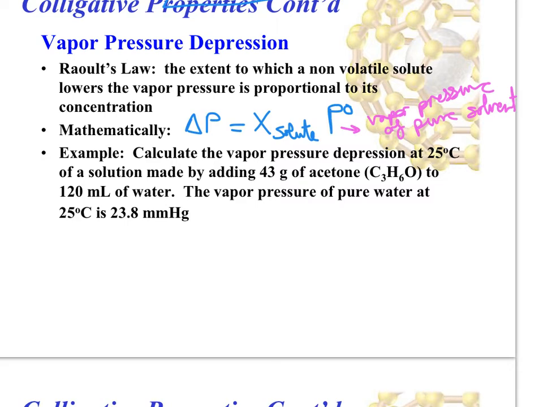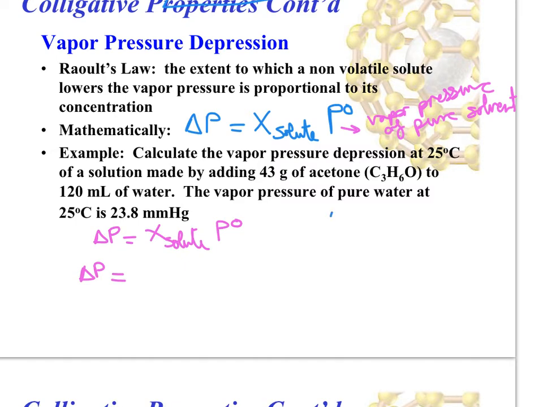Let's try a problem. It says calculate the vapor pressure depression at 25 Celsius of a solution made by adding 43 grams of acetone to 120 milliliters of water. It tells us the vapor pressure of pure water at 25 Celsius is normally 23.8 millimeters of mercury. So I'm going to write my equation down. Delta P is equal to X solute times P naught. I'm looking for the delta P. My mole fraction, I'm going to calculate on the side. Actually, I'll just calculate my moles on the side at least.